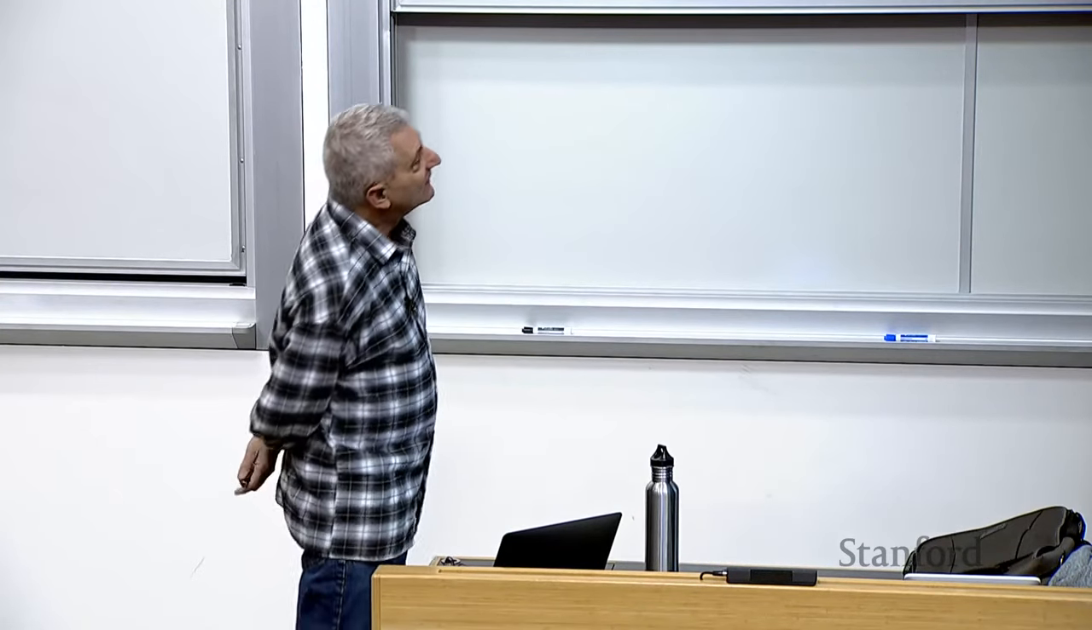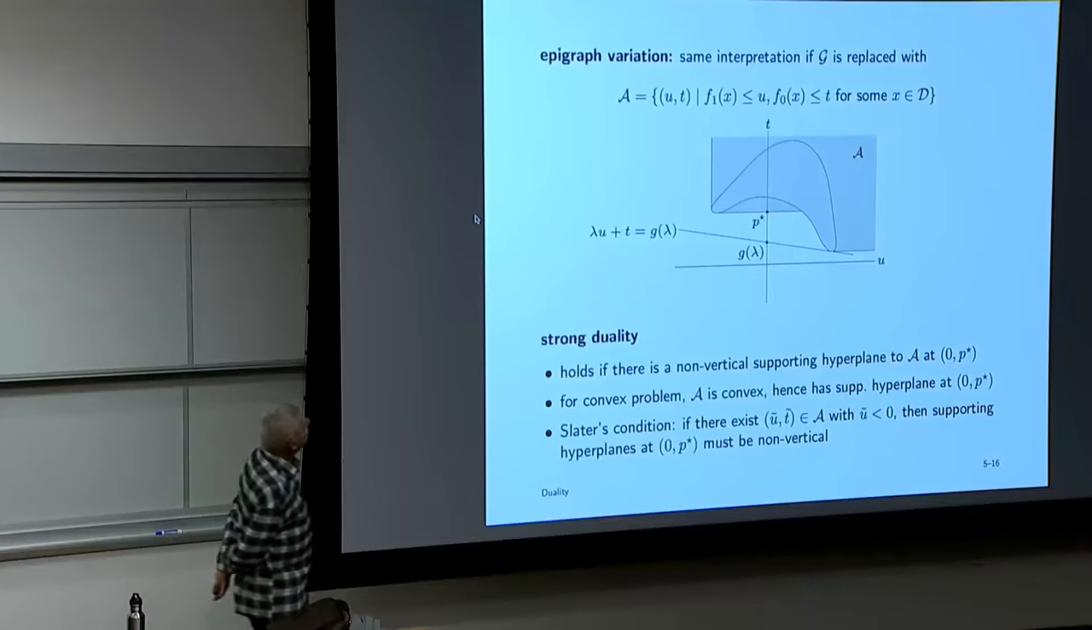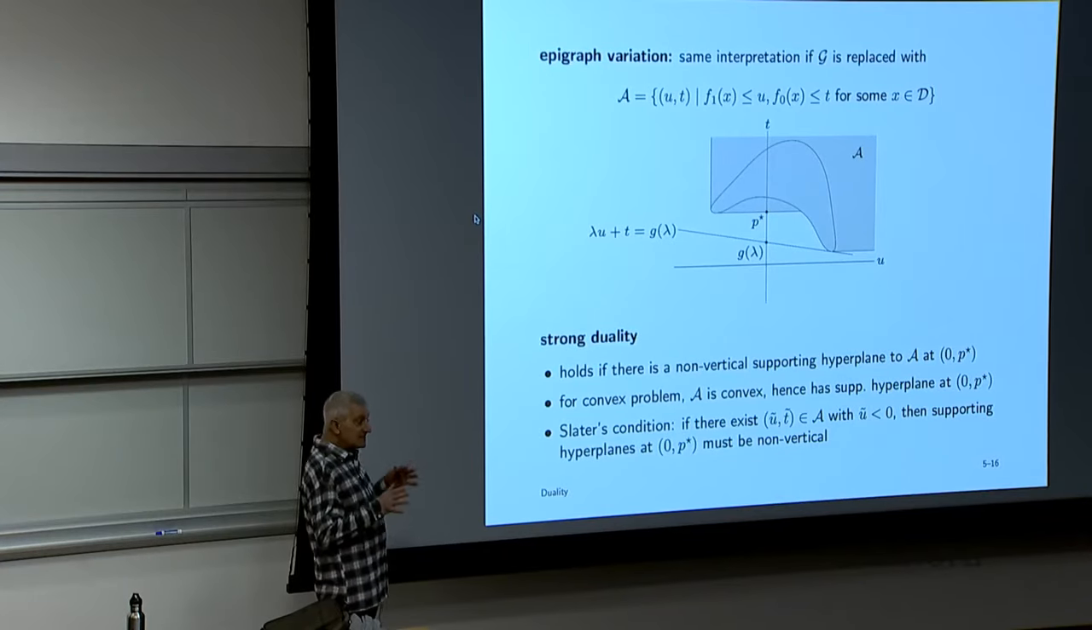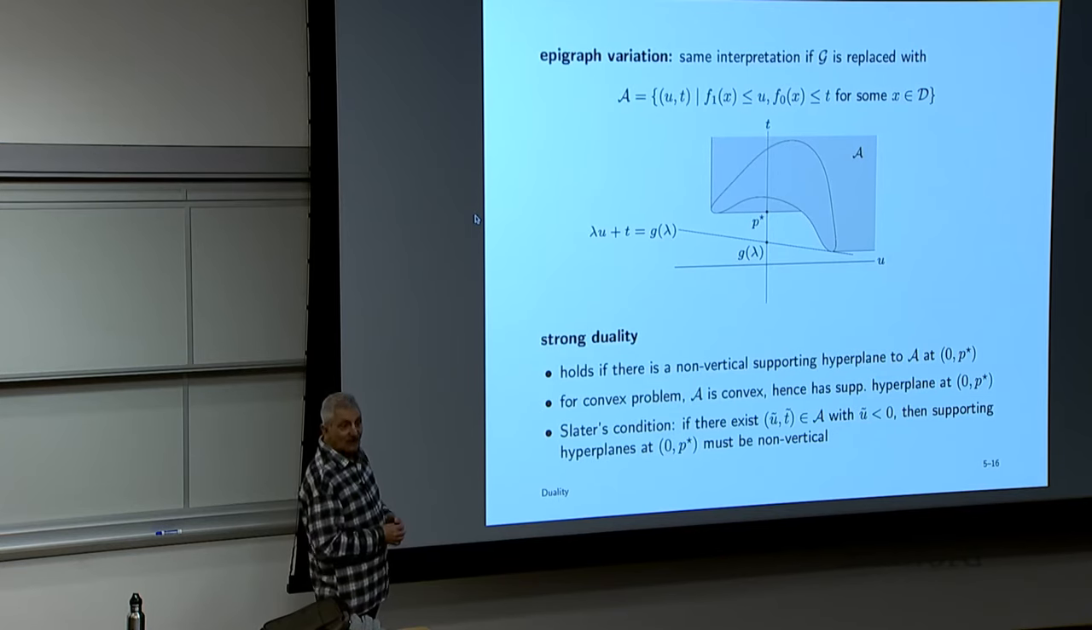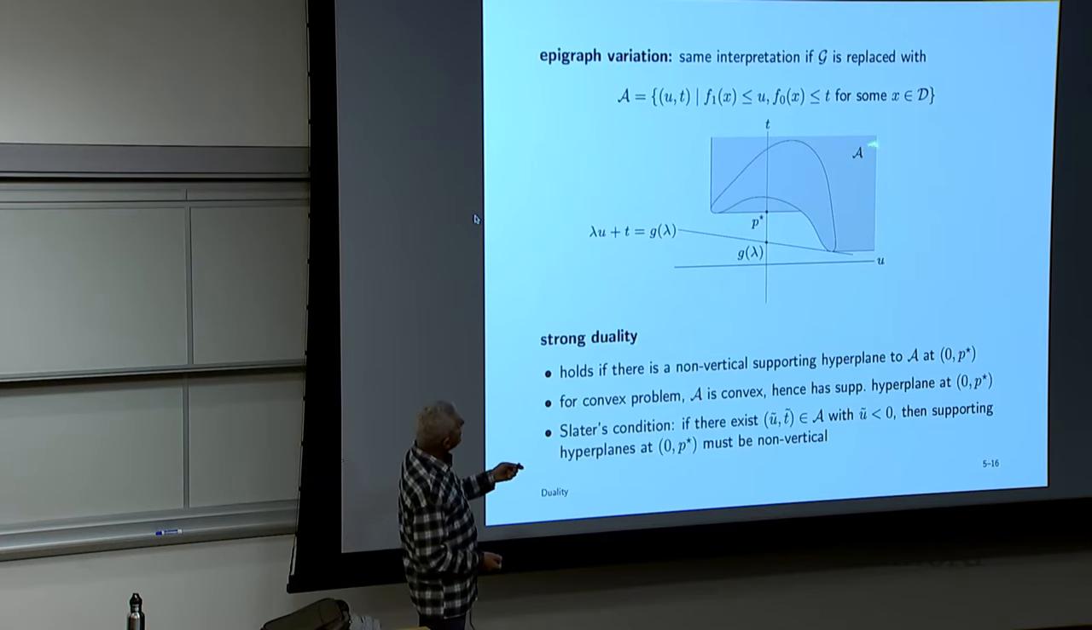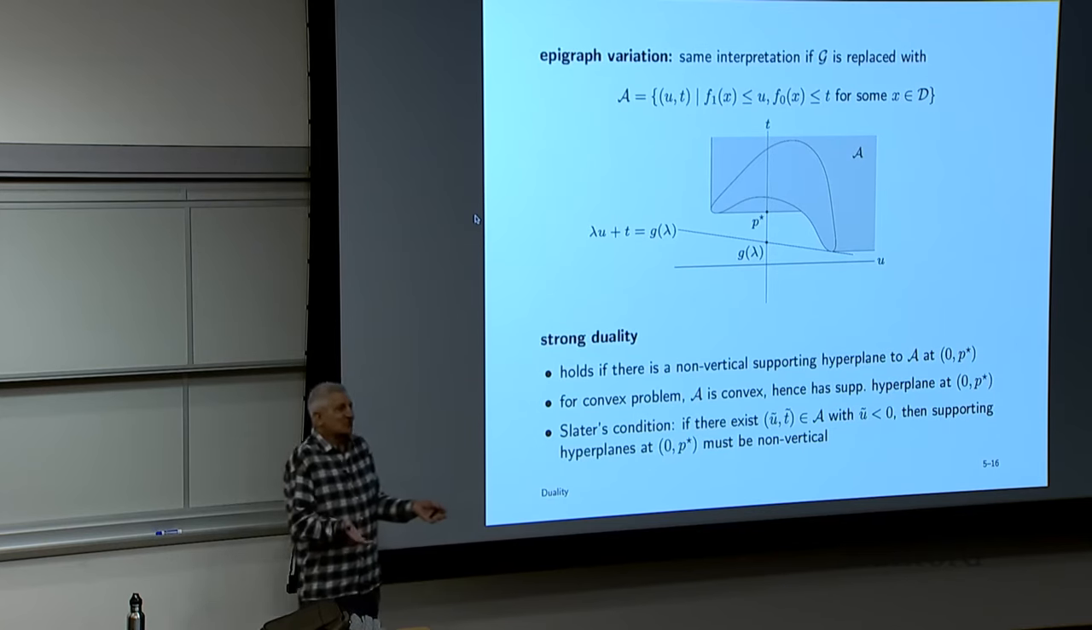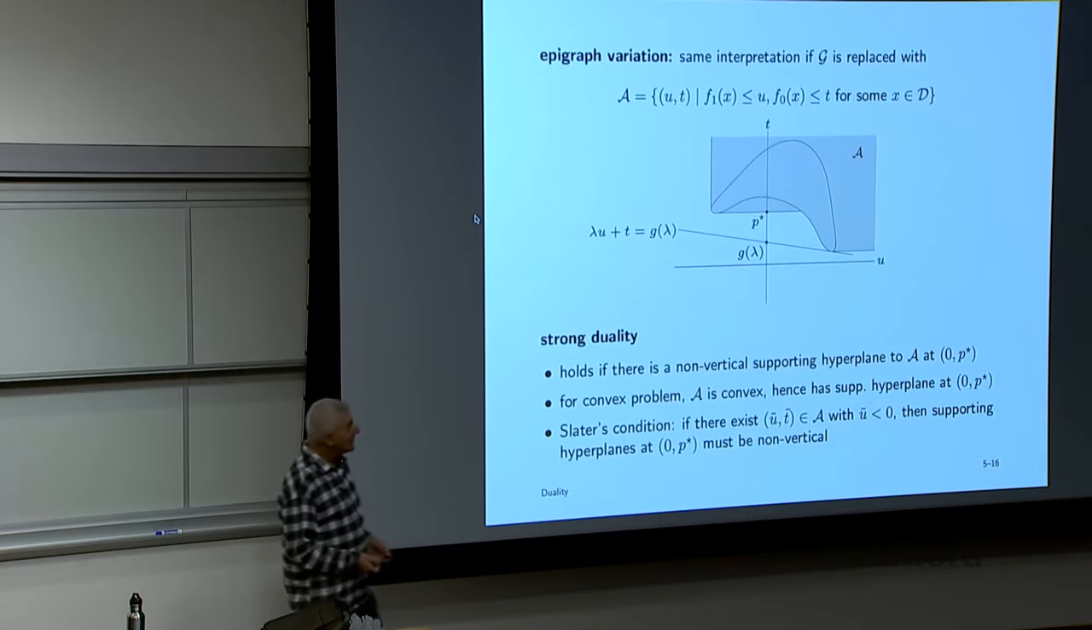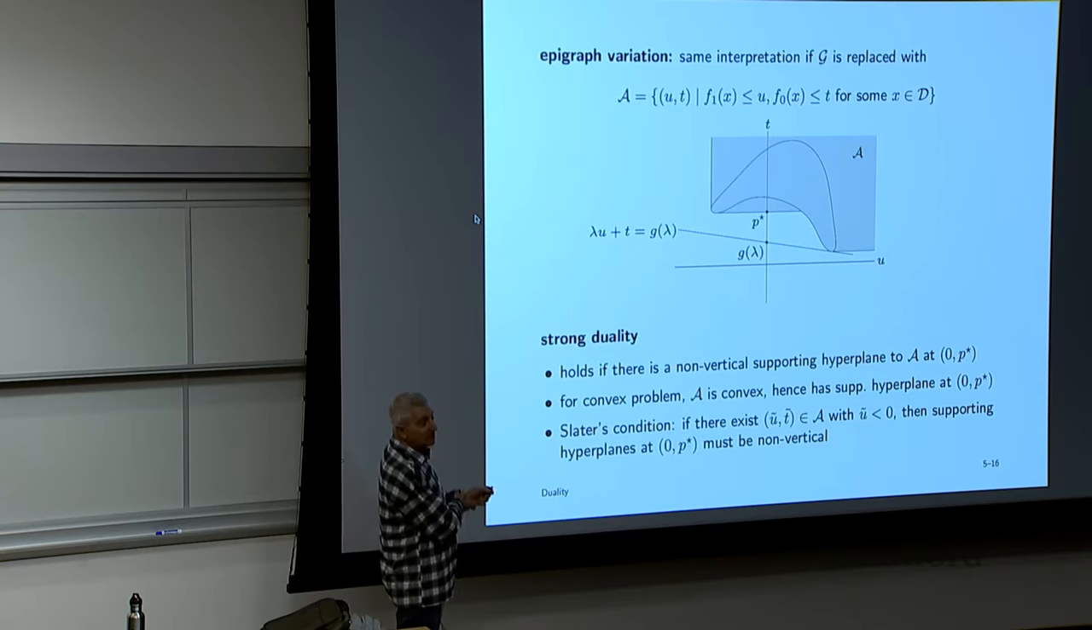That's the geometric interpretation. So to actually make this official, in this setting we have F1 and F0, right? F1 we want to be less than or equal to zero, and F0 we take as small as it can go. So if I form the epigraph of that, if I take all the points, that's A. It turns out this set A for a convex problem is going to be convex. That's kind of obvious because it's the intersection of two epigraphs, right? So this is the picture.